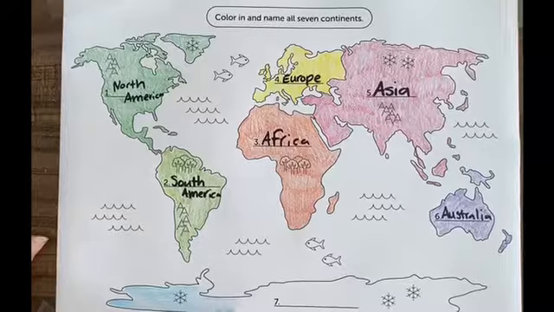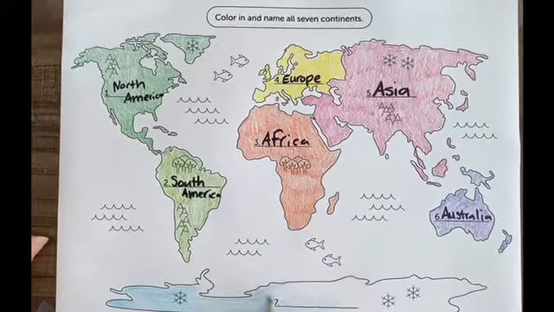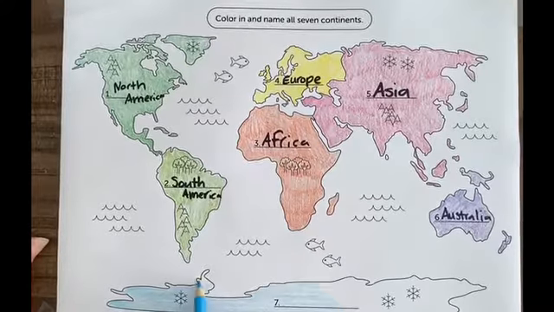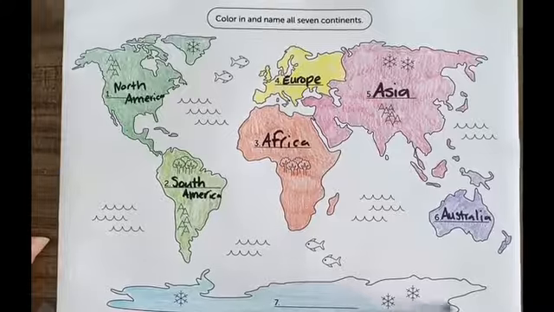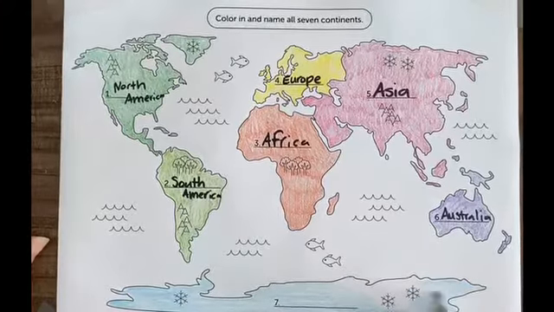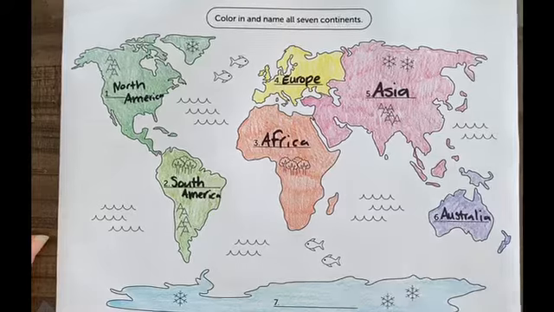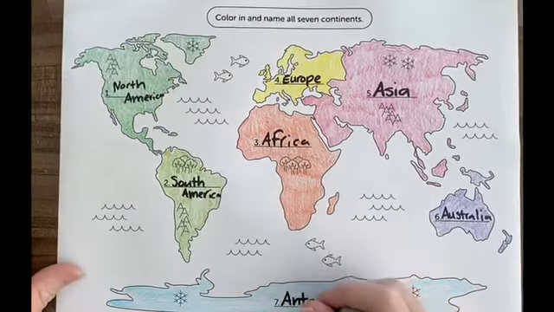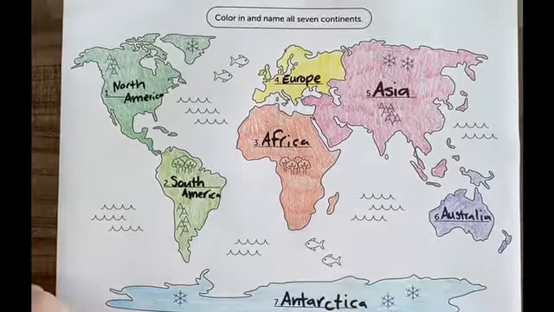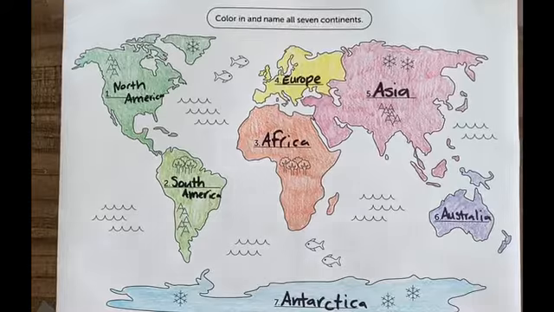Once we start talking about the oceans, they are really important and help us understand where things are located too. But we won't get into that yet because it's not time for that yet. All right, we're coloring our last continent, Antarctica. So there are 7 continents in all.